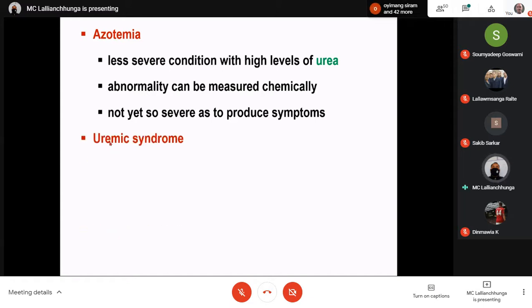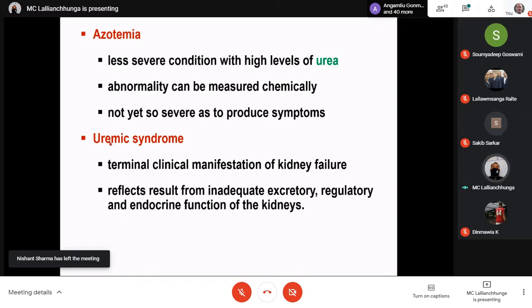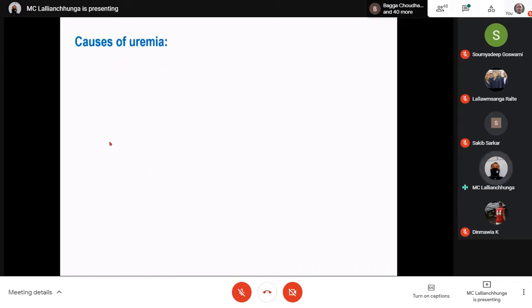Okay, so uremic syndrome is the terminal clinical manifestation of kidney failure. When we say uremic syndrome, it is a very severe condition of uremia, and it results from inadequate excretory, regulatory, and endocrine function of the kidneys. Both uremia and uremic syndrome have been used interchangeably. So we can use uremic syndrome or uremia, but specifically when we say uremic syndrome, it is an advanced stage.